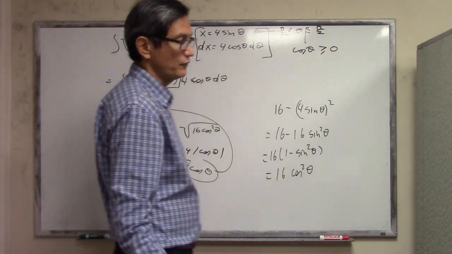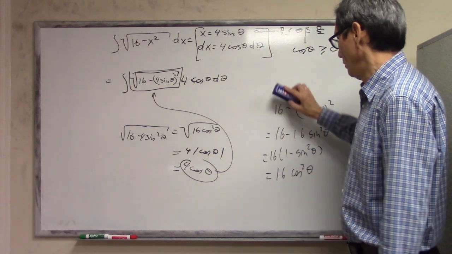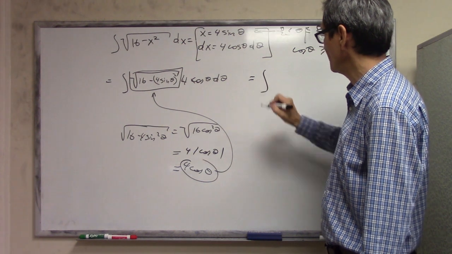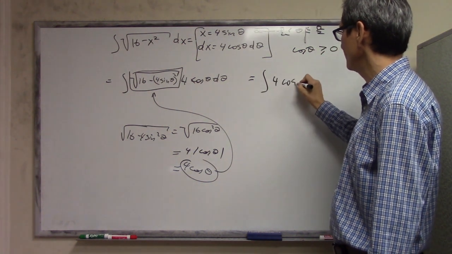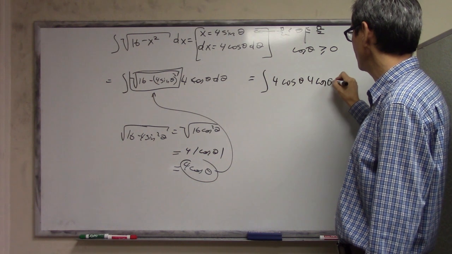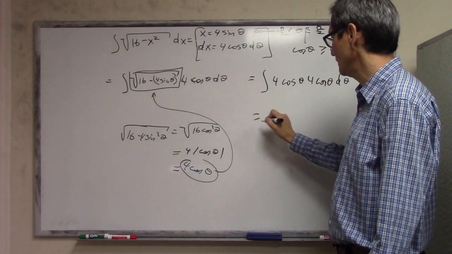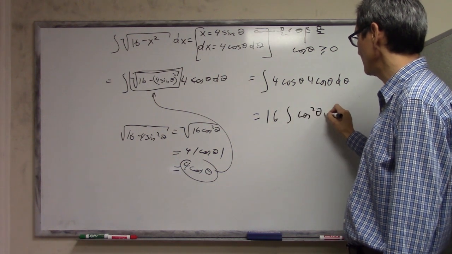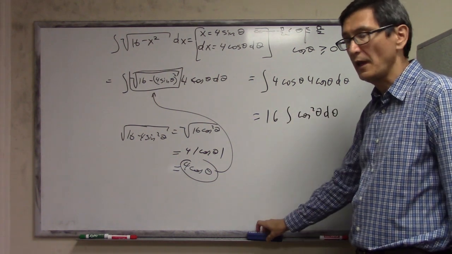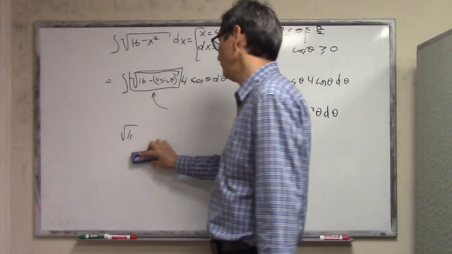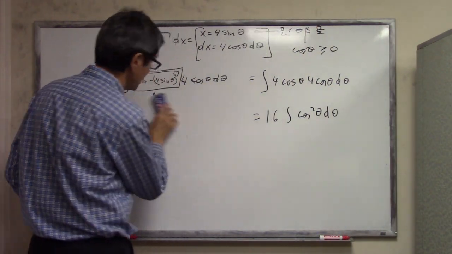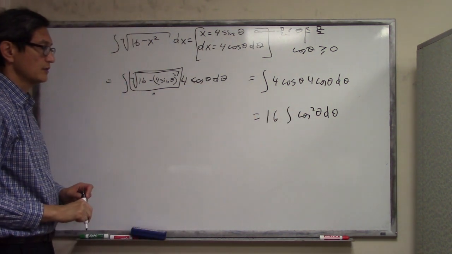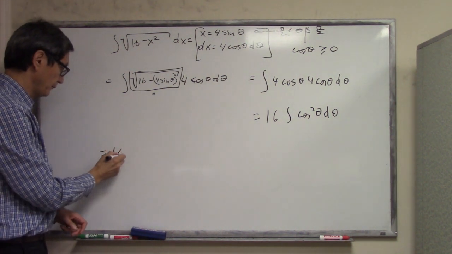Alright, so if we do that, we have a simpler looking integral of 4 cosine theta times 4 cosine theta d theta. So 4 times 4 is 16, and we have 16 times the integral of cosine squared theta d theta. If we recall the cosine reduction formula, we should be able to calculate the integral of cosine squared theta.